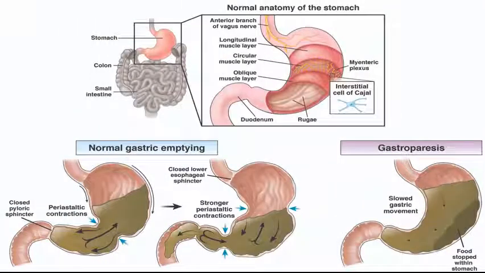So here you can see another picture. You can see how normal gastric emptying takes place. There are peristaltic contractions all over the stomach which push the food. The lower esophageal sphincter closes, and then the strong peristaltic contractions push the food through the pyloric sphincter. In gastroparesis, the pyloric sphincter is closed, the movement is really slow, and food is stopped within the stomach.